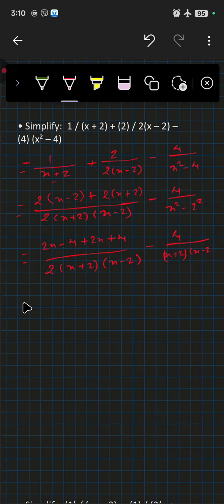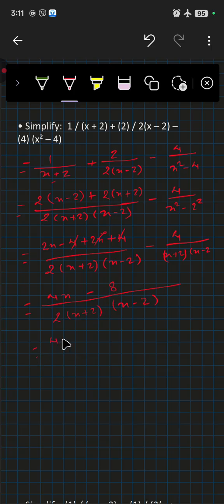Now moving ahead to the next step, this minus 4 and plus 4 will be reduced, 2x and 2x will be added, it becomes 4x on the top. And now let me take the LCM, 2 multiplied by x plus 2 into x minus 2. The first one will remain same because this whole denominator and LCM is matching, and in the other one x plus 2 and x minus 2 is matching. Only 2 will multiply the top, that is 2 4 is 8.